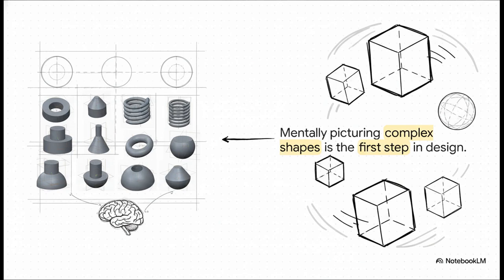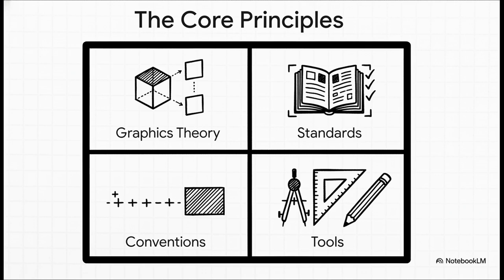It's fundamental. To make sure a drawing from Germany can be perfectly understood in Japan, the language is built on these core ideas. First, you've got graphics theory. That's the geometric backbone of it all. Then you have standards, which are the super strict, non-negotiable rules. Conventions are kind of like industry shorthand, the accepted ways of showing things. And finally, you have the tools, the actual instruments we use to speak this language.